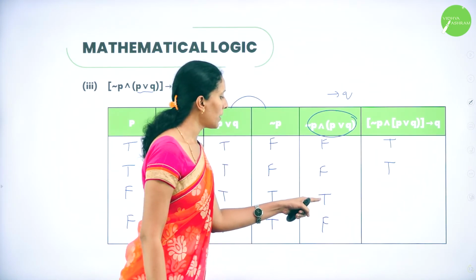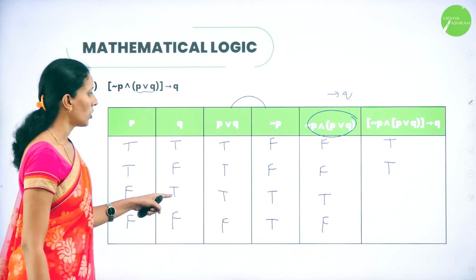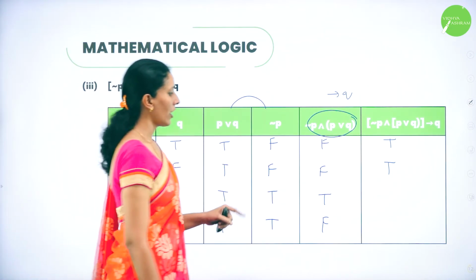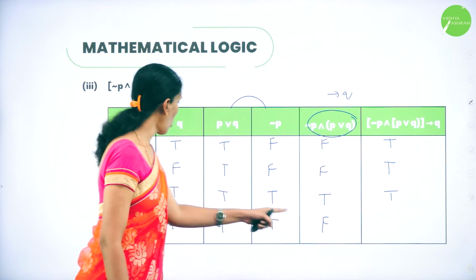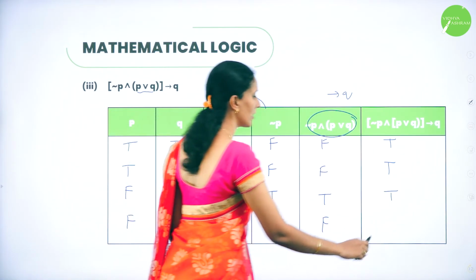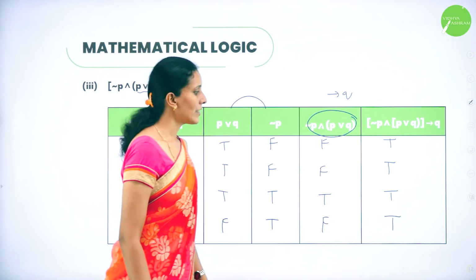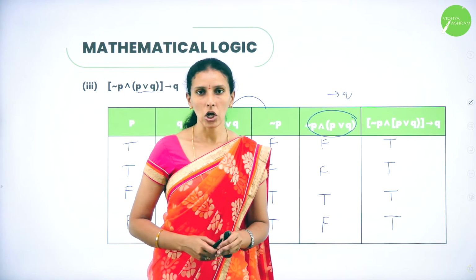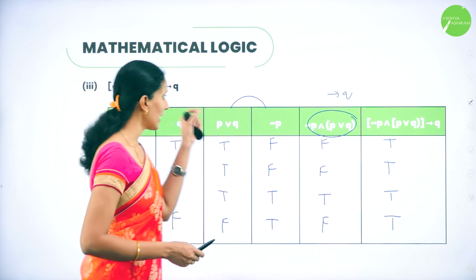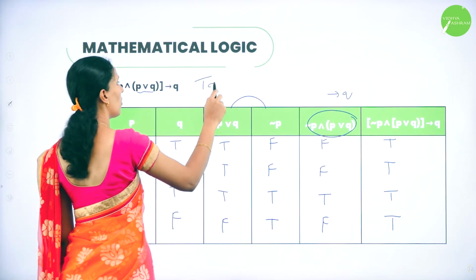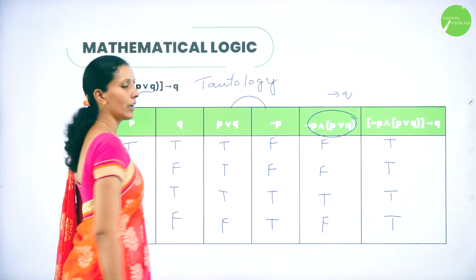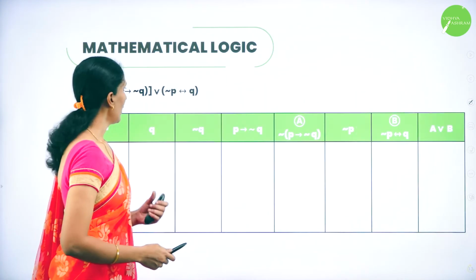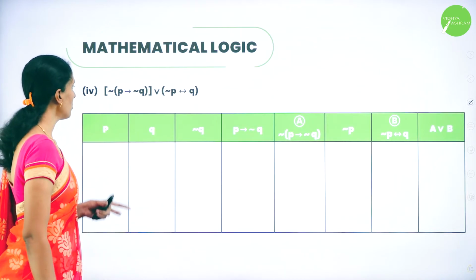Next check, P is true, find Q. Q is also true, so therefore I cannot write false, so it is true. Next, P is false, Q is false, it is true. So by the last column we can say the given proposition is a tautology, since all the truth values are true. Next one, we'll take one more.